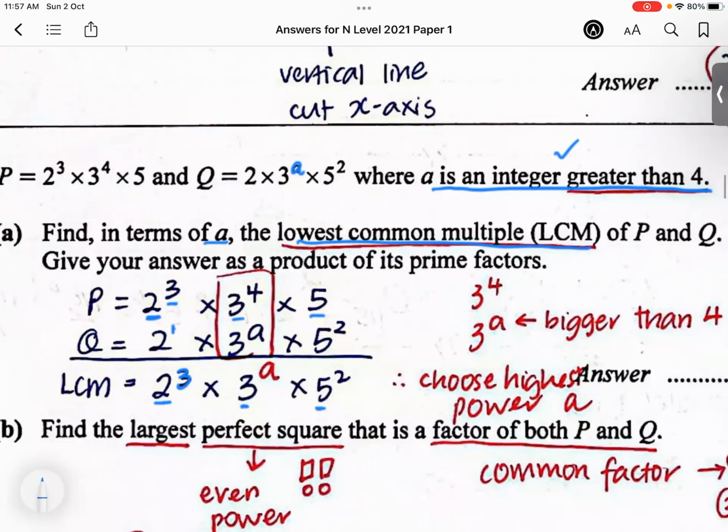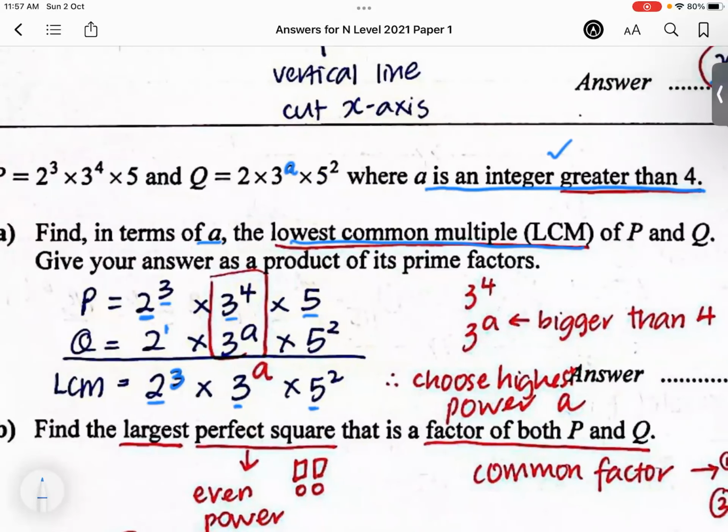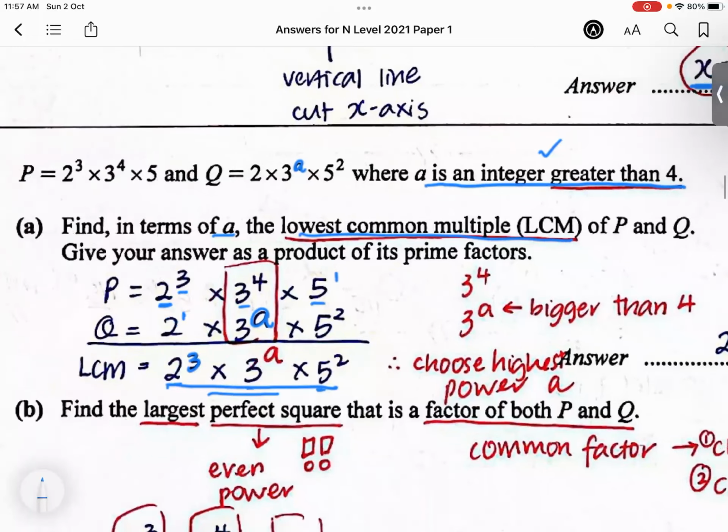Next thing, 3 to the power of 4 and 3 to the power of A. Choose the one with the higher power. They already say A is an integer greater than 4. So A is bigger, so choose 3 to the power of A. 5 to the power of 1 and 5 squared, choose the one with the larger power, so 5 squared. And they want the whole answer as a product of its prime factors, so you copy this whole thing into your answer. Okay?